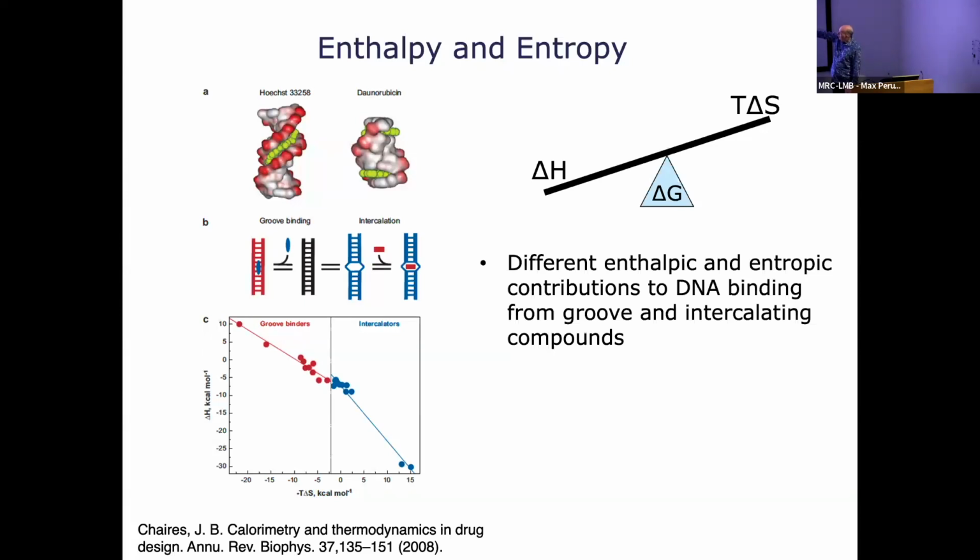The groove binders, well, actually then the delta H is positive. So that's actually disfavoring this interaction. But actually the change in the entropy is negative, in the sense that minus T delta S is negative, and so that's what's driving the reaction there.